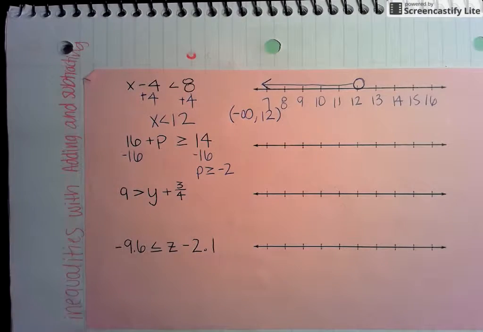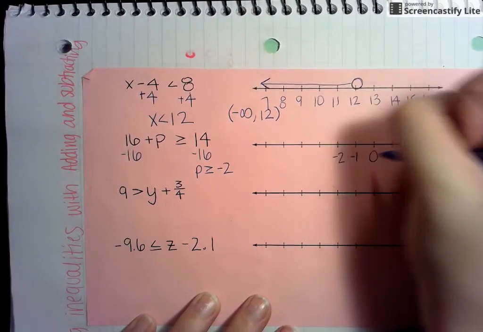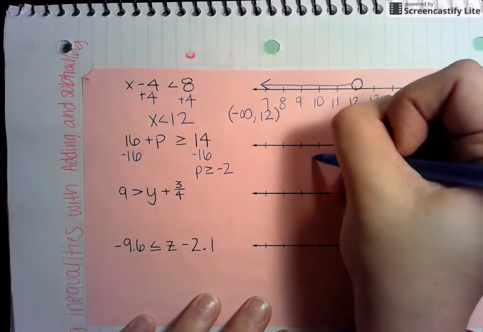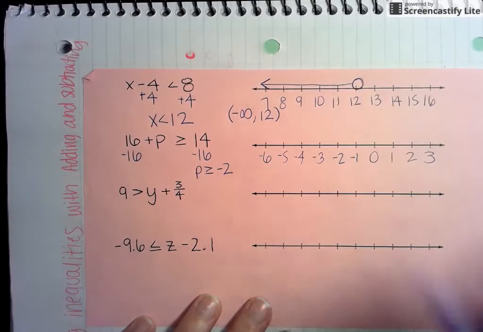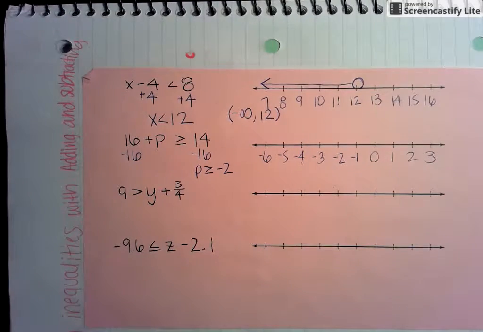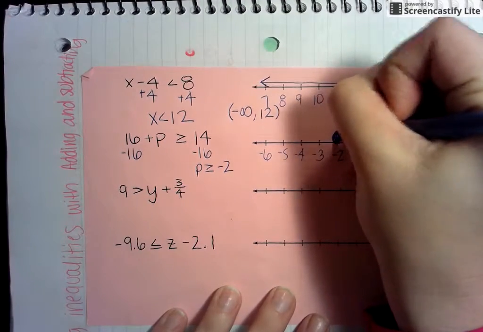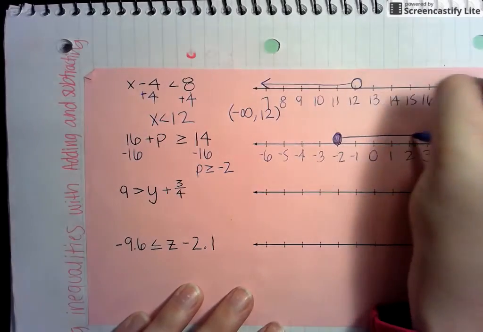We want to fill out our number line, least to greatest. So negative 2, negative 1, 0, 1, 2, 3. Then we have negative 3, negative 4, negative 5, and negative 6. Now, because p is greater than or equal to negative 2, we're going to have a closed circle on negative 2. And we're going to make sure that we have numbers that are greater than negative 2. So 0 would be greater than negative 2, so we want to go to the right.